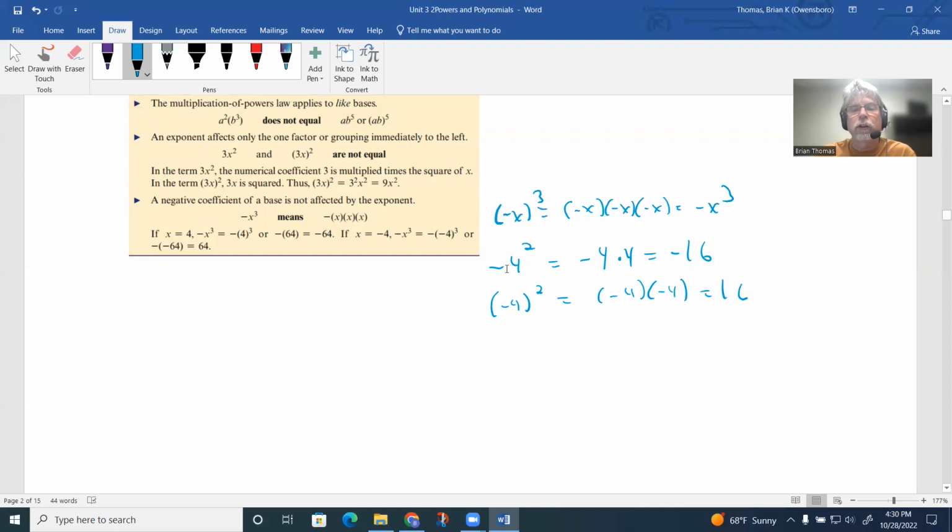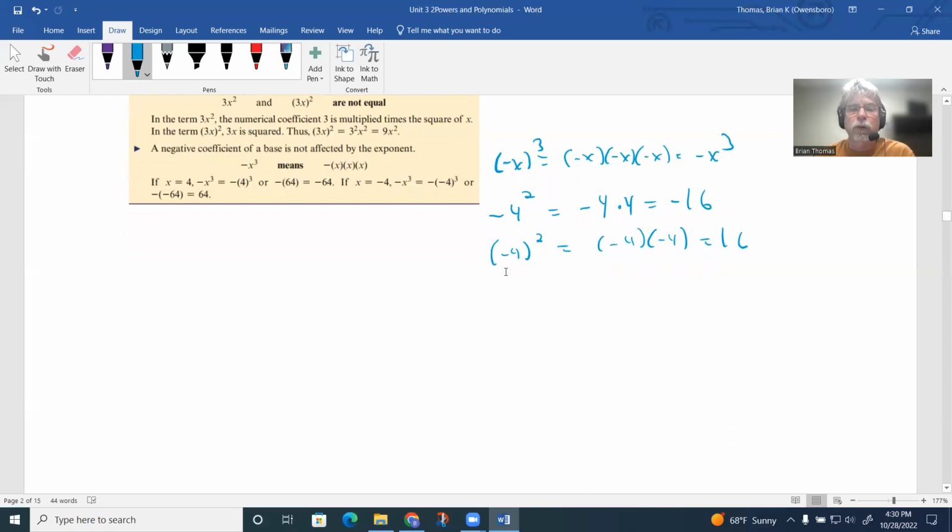This negative is like a negative 1 coefficient. So it almost really means negative 1 times 4 squared is almost what it means there. So keep that in mind.